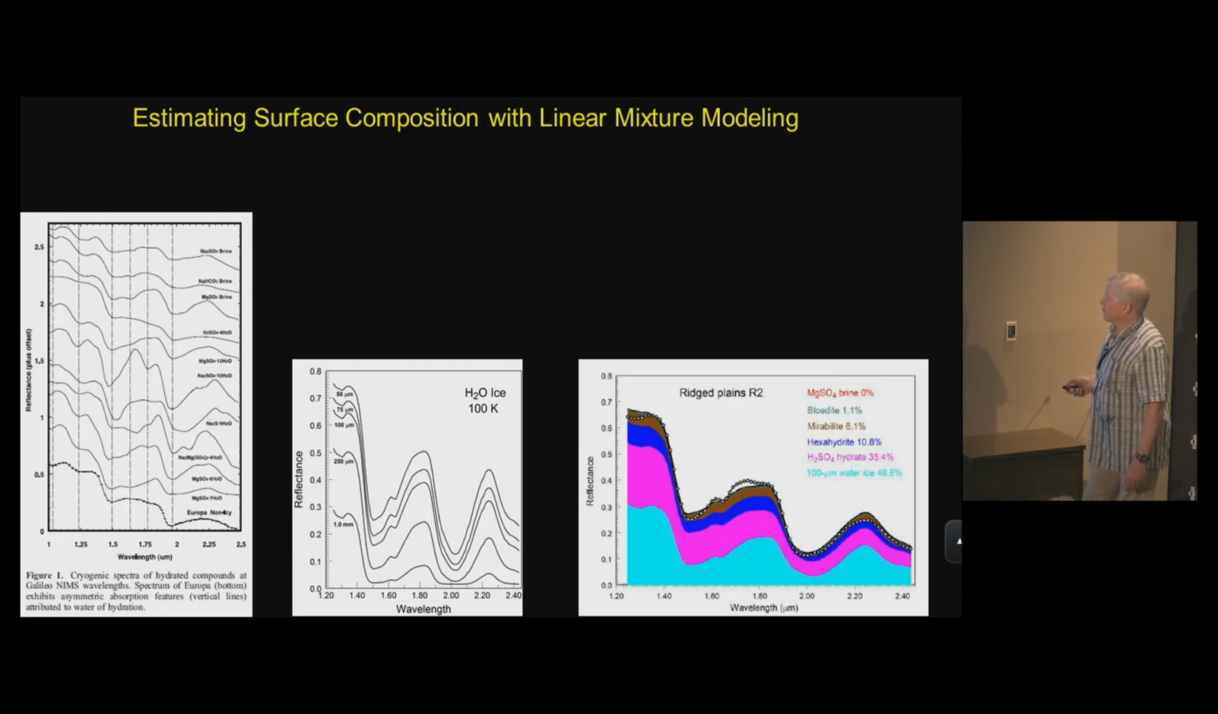Here's an example of a fit where we're deriving a composition based on a NIMS spectrum, which is the circles. This is a ridge plains exposure, which is basically a pretty small area. I'll show a map view later. Again, what we find here is that 46% of this is accounted for by water ice at 100 micron grains.